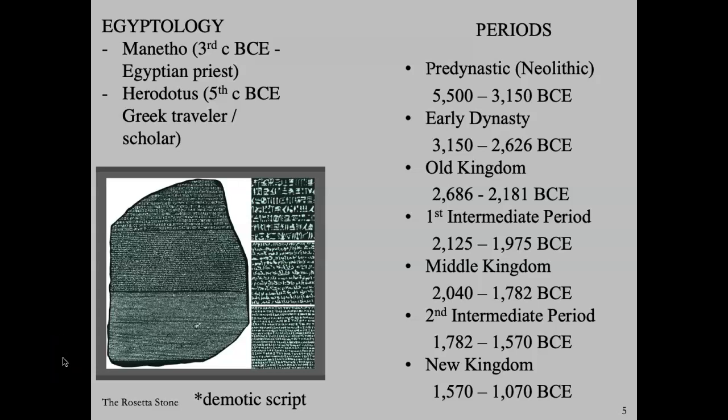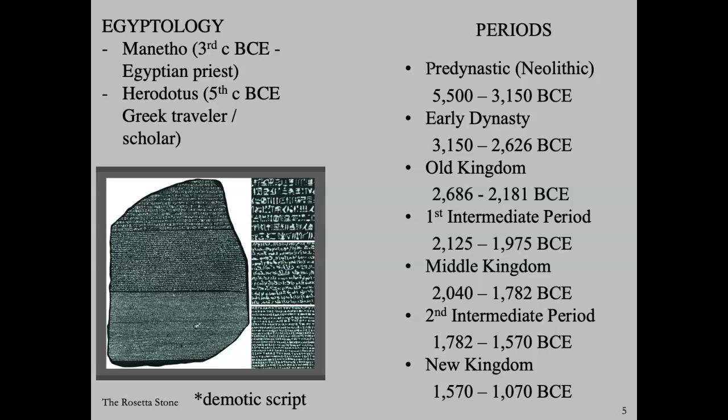Much of the history of ancient Egypt and its culture was kind of forgotten during the Middle Ages, and it was with this resurgence of interest in Egypt and also in ancient texts that much of what we know was revived from looking at ancient texts. Much of what we know comes from these 2 writings. One is from Manetho, who was a 3rd century BCE Egyptian priest, and the other is from the Greek scholar and traveler Herodotus from the 5th century BCE.